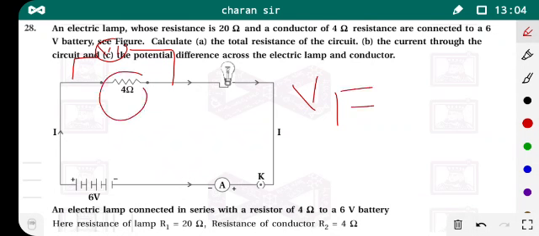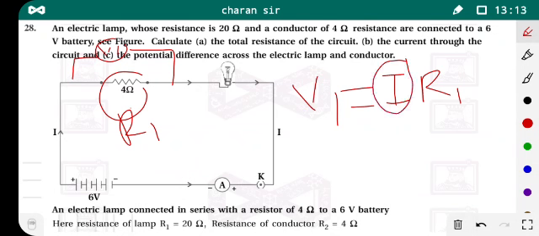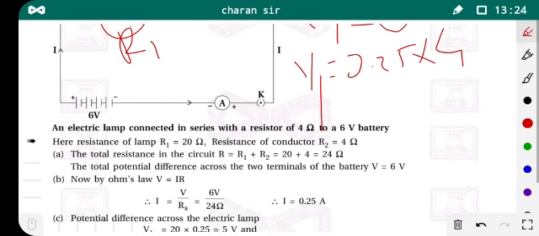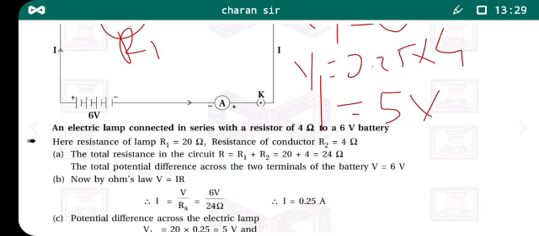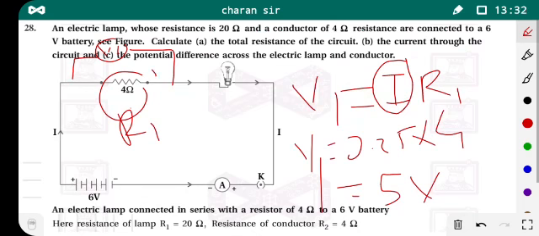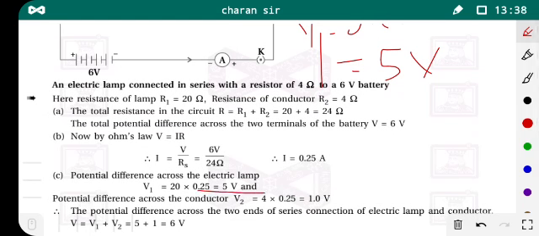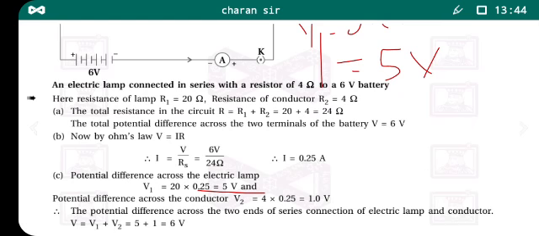By Ohm's law V is equal to I R1. Suppose the resistance of this conductor is denoted by R1. Now the current through the circuit is the same, that is 0.25. Now the R1 value is 4. So your V1 is equal to 1 volt. So this is the voltage or potential difference across the conductor whose resistance is 4 ohms. Now similarly we can find the potential difference across the electric bulb.